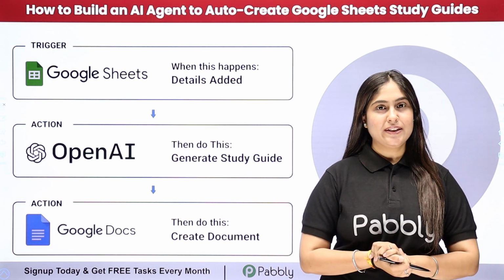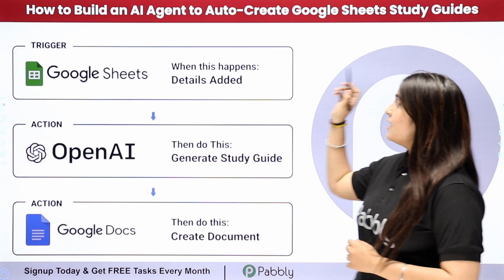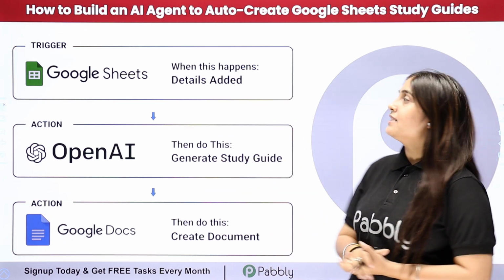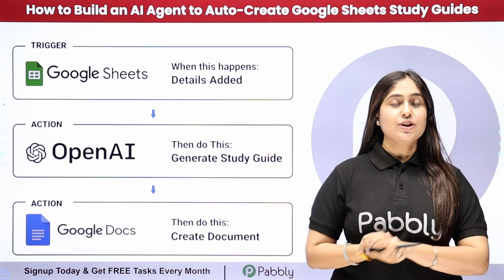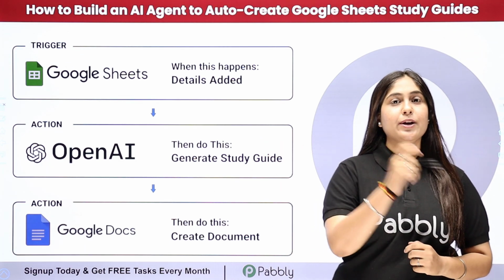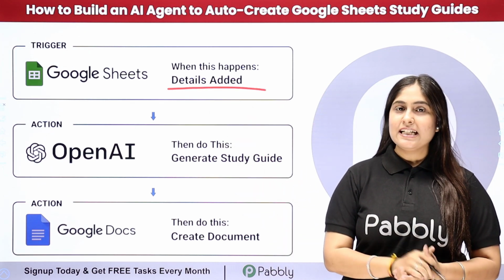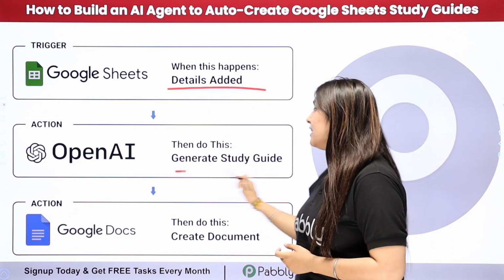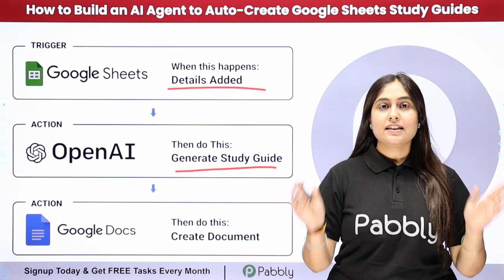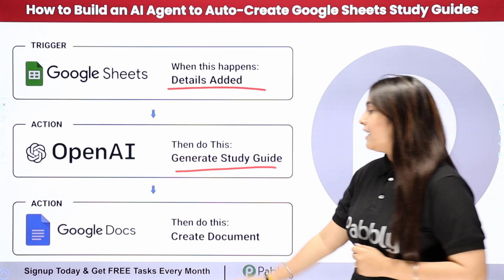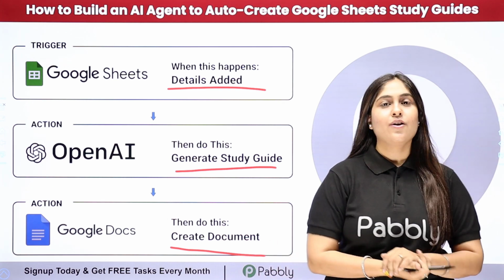In this video we are going to understand how to build an AI agent to auto-create Google Sheets study guides. As a teacher, my objective is that whenever I add a new detail in my Google Sheets, then automatically using the details, OpenAI should generate these study guides. And after generating the study guide, it should automatically be saved as a new document in my Google Docs account.